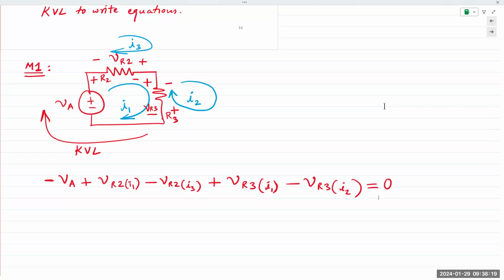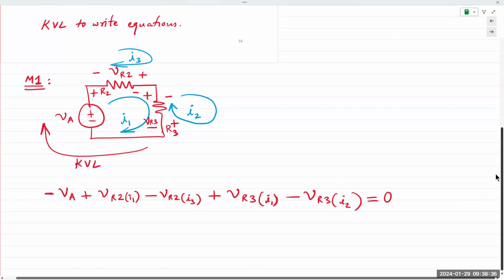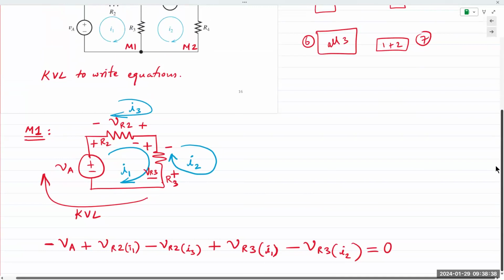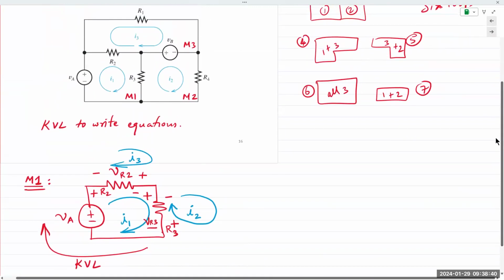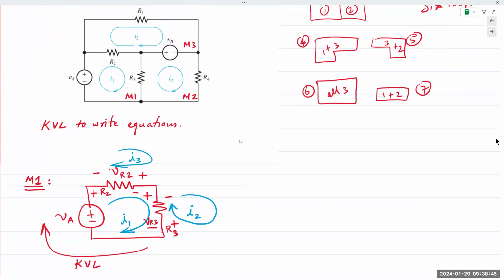So just a brief recap, the first step was to identify the meshes and assign mesh currents and choose a direction for those mesh currents. And once we have the directions, we know that they would cause a voltage drop in the resistors. Those voltage drops can be defined in terms of the mesh current variables, and then we solve for those mesh current values.